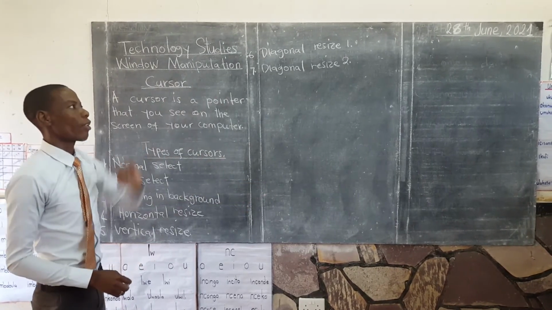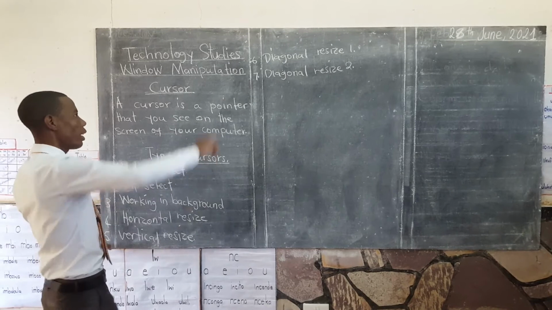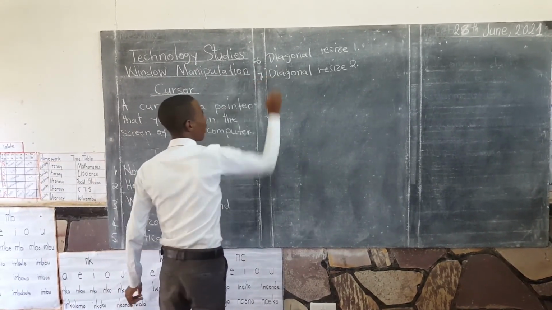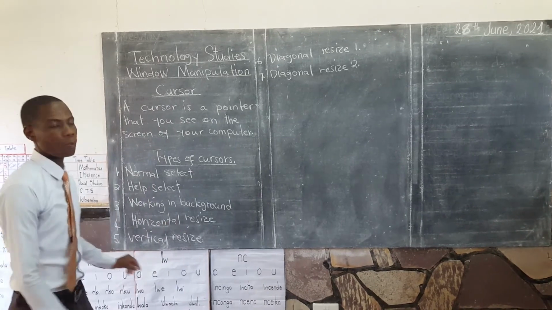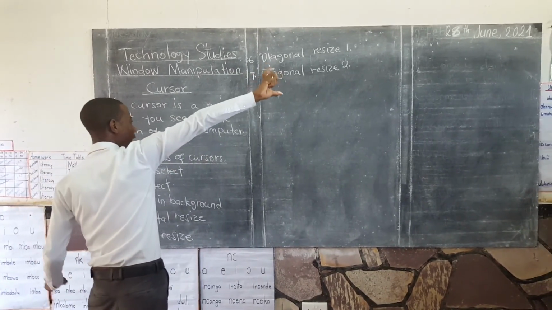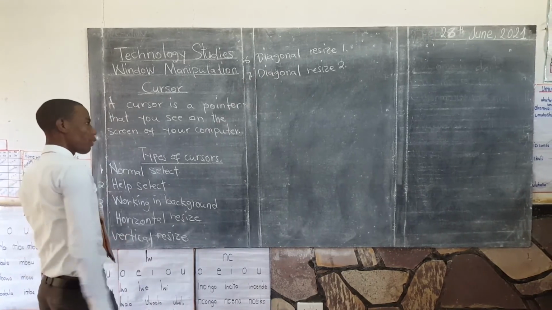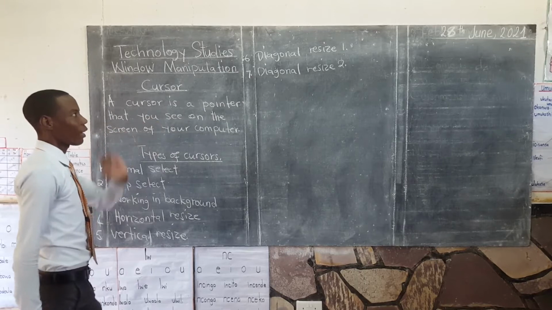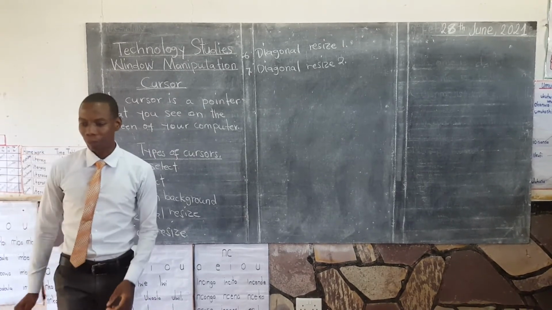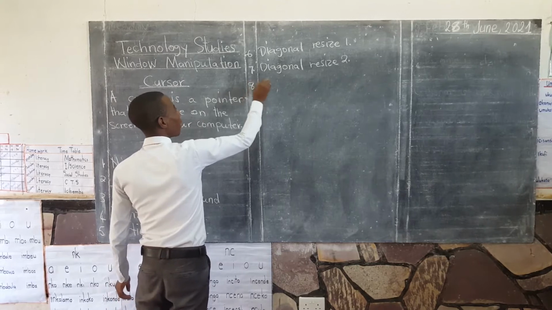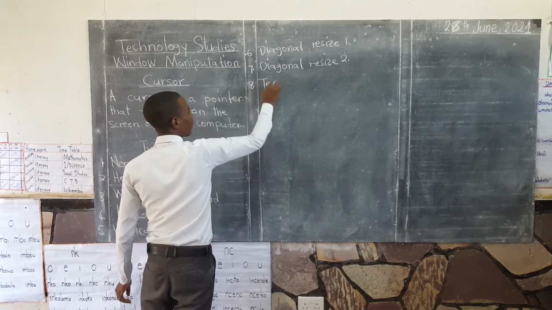That is the diagonal resize one. Then right to left. That is diagonal resizing two. So you resize your window diagonally from the right to the left, or from the bottom left to the top right. Diagonal resizing two.